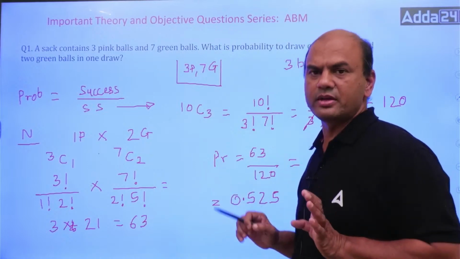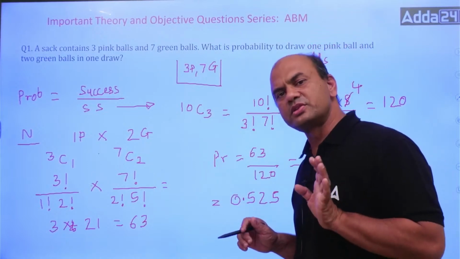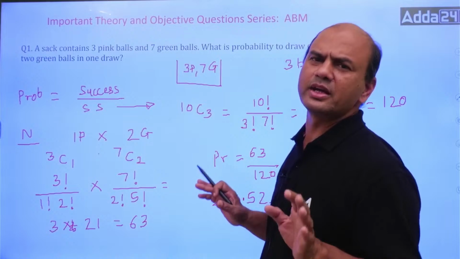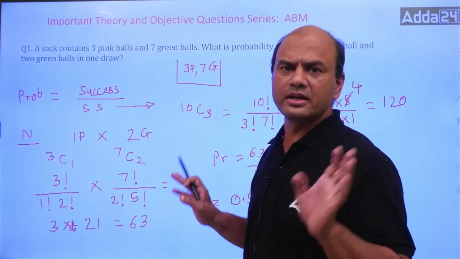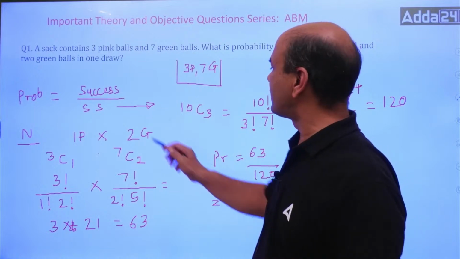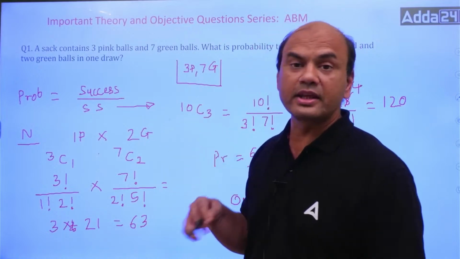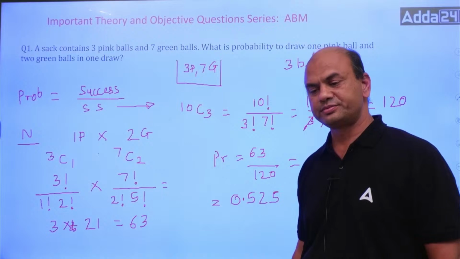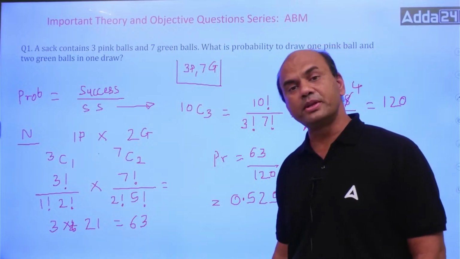Net what am I doing? I am selecting 3 balls. So sample space knows only one thing: how many are selected in total? That is sample space. So here I am selecting 3. Now how can 3 be selected out of 10? For that we have a combination formula.